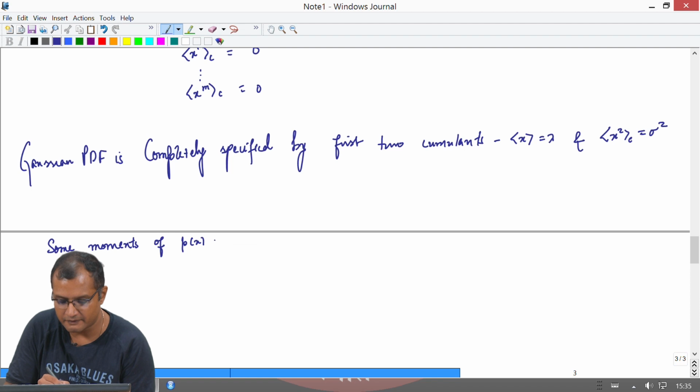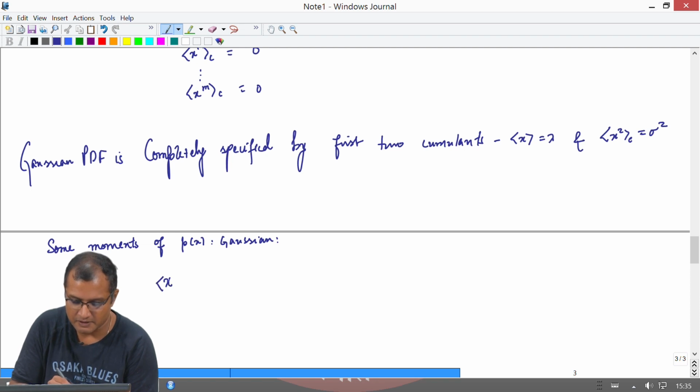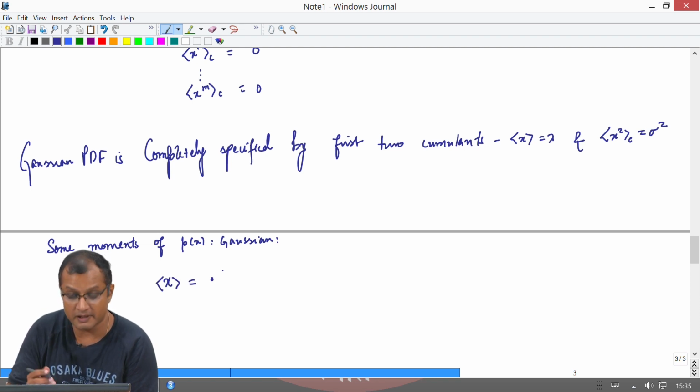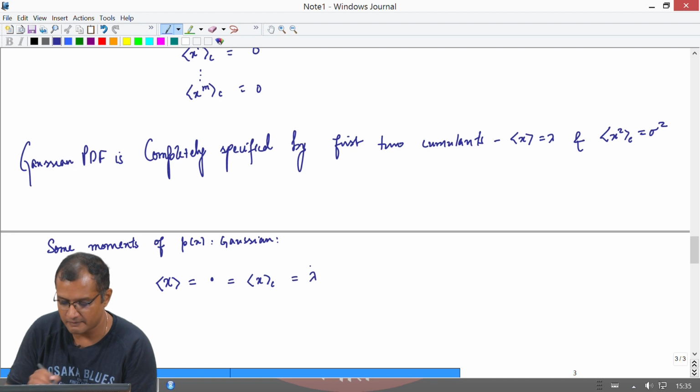Our Gaussian PDF. So, you can take the first moment, which we know already is a single dot. I will use the diagram method, which is nothing but our first cumulant, that is our lambda.